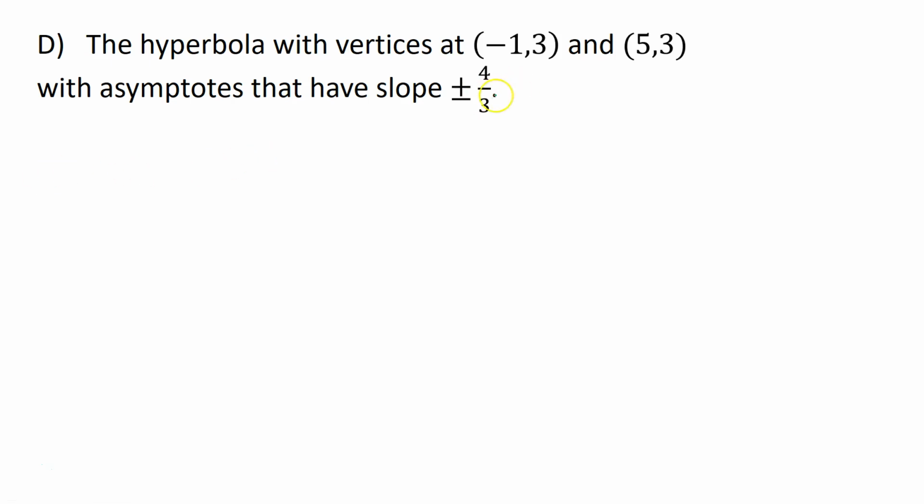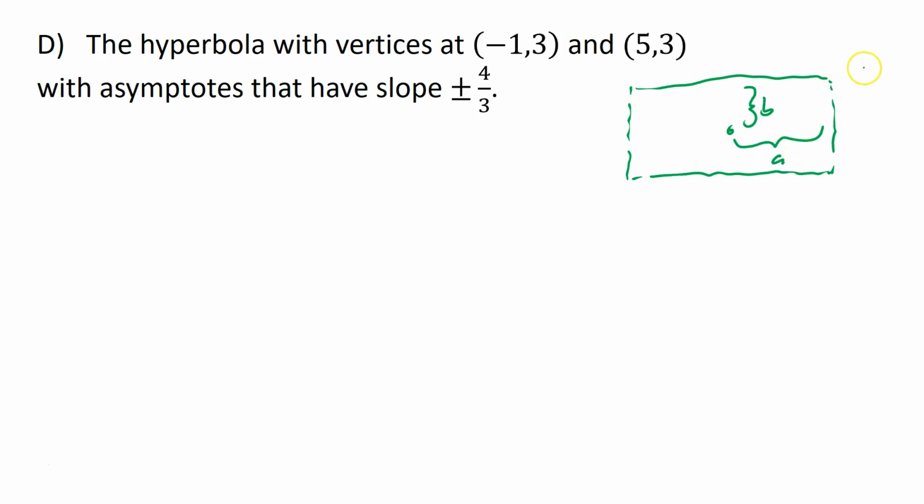Okay, so the slope thing, this has to do with the fact that when you draw your box, here's the center. The distance from the center to the top is B. The distance from the center to the edge is A. So the slope of the asymptote is rise over run, but rise is B and run is A. So the slope is always going to be B over A.